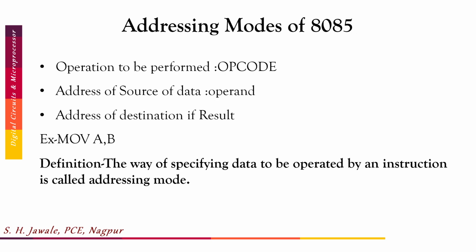Whenever two operands are involved in an instruction, the first operand is assumed to be a register of the MPU itself, and the second operand may be a general purpose register of the microprocessor, or an external memory location, or data immediately available in the instruction. So, from this, we define addressing modes as the way of specifying the data to be operated on in an instruction.